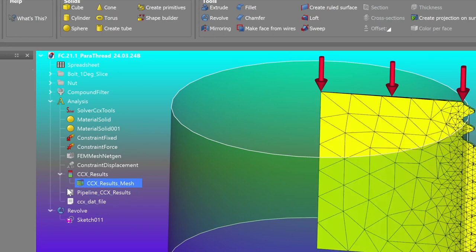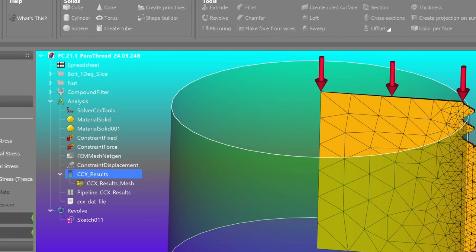Calculix and FEA in general hates radii. Have you ever seen a mesh with a curve? The answer is no. Here is another really interesting thing about threads.